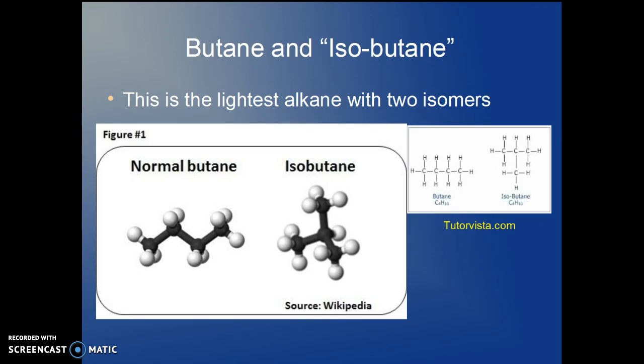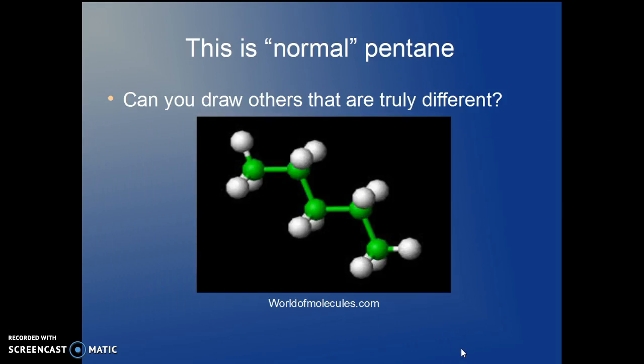Butane and what we used to call isobutane, that's the lightest alkane that has two and only two isomers. And it's drawn, for instance, in the two-dimensional skeleton like this, and this is more of a three-dimensional way to look at it using molecular models. In this case, we've got a methyl group hanging on the central carbon. Here we've got what we call a straight chain hydrocarbon. Now this is normal pentane, the straight chain pentane.